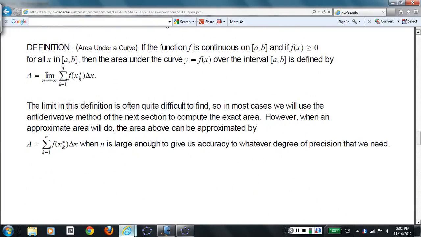So we do this for one value of n, for n equals 6. And then we think, well, that was a pretty good approximation. How could we come up with a better approximation?